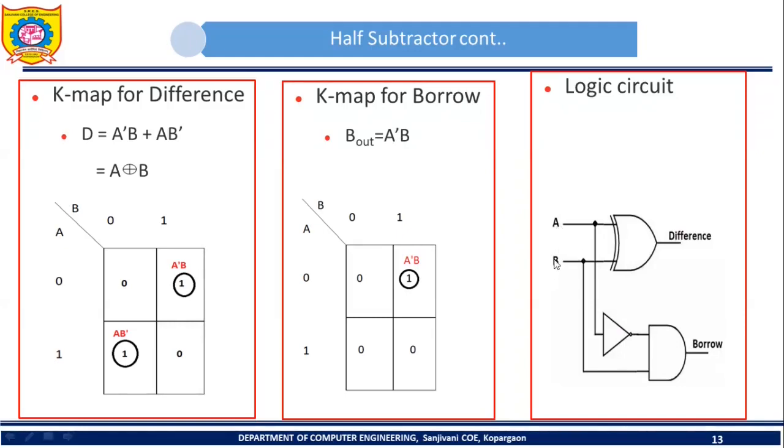So see, these are the two inputs A and B. Just now I told you that we will require 3 gates: XOR, NOT and AND. So XOR operation between A and B will give me difference. And then here we require a NOT gate. So A is given as input to NOT gate. So here I will get A prime, and AND operation between A prime and B will give me B out. In this way we have designed half subtractor.